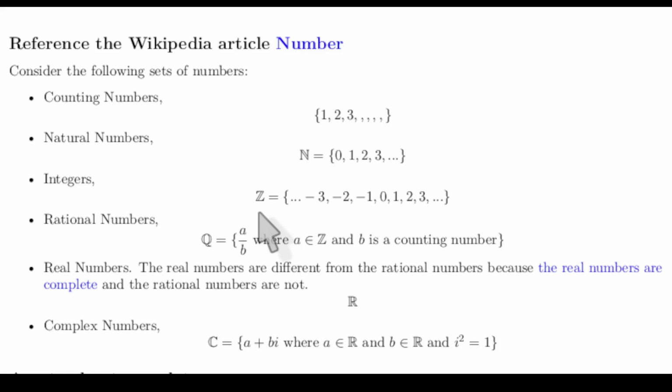We usually denote those by a capital Z. So we've got the positive integers, the negative integers, and we've got 0 in between there. There's the rational numbers, which are made up of ratios of numbers from the integers, except the bottom can never be a 0. So the bottom has to be a counting number.